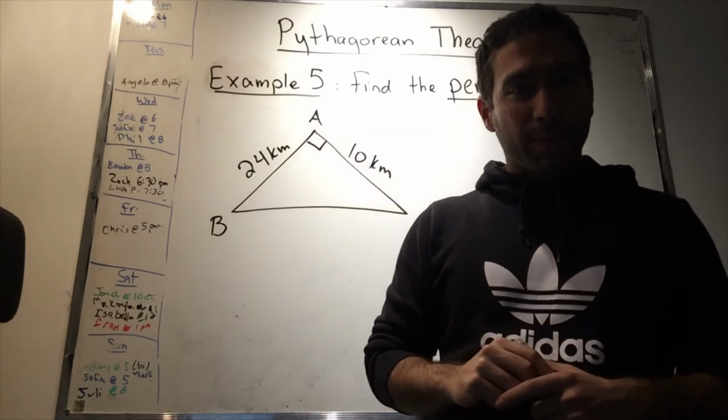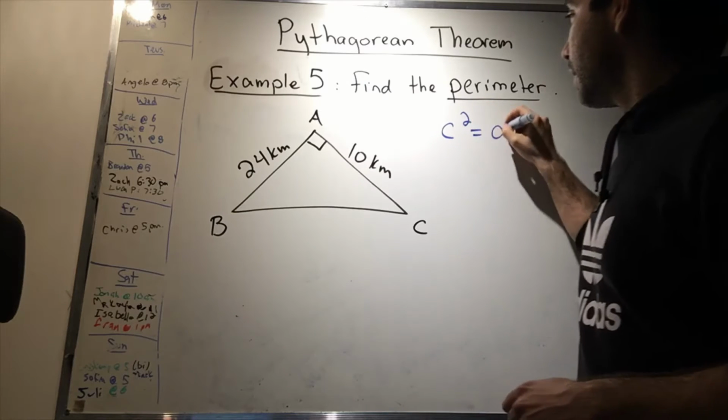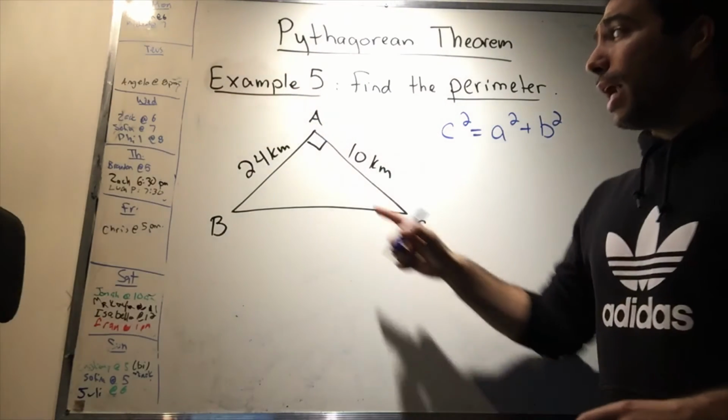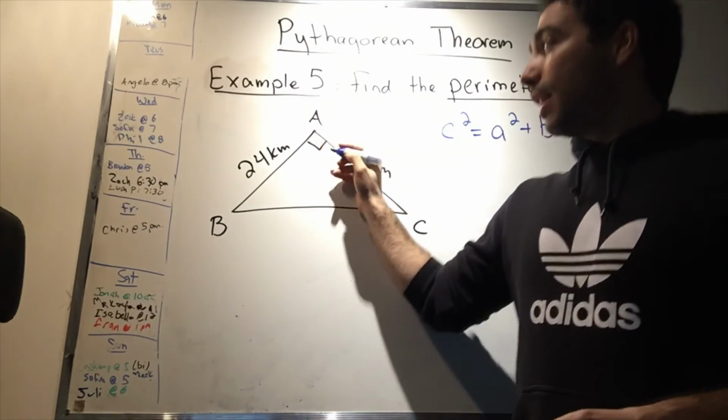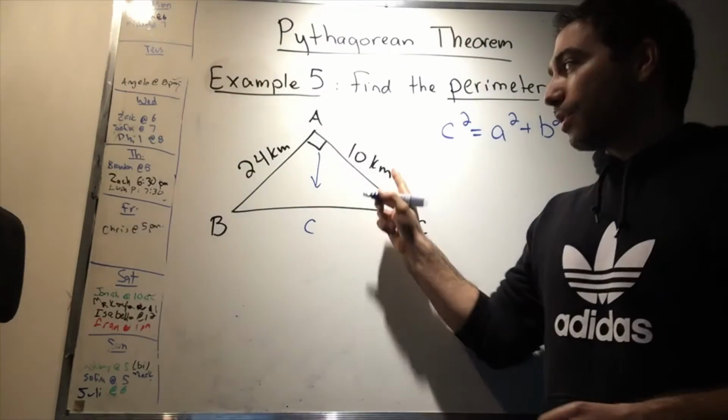Right away, Pythagorean theorem should be yelling out. So let's write our formula: c squared equals a squared plus b squared. Our 90-degree angle now, notice, is up here. That means the hypotenuse is down here. Don't get confused. It's not the left or the right side.